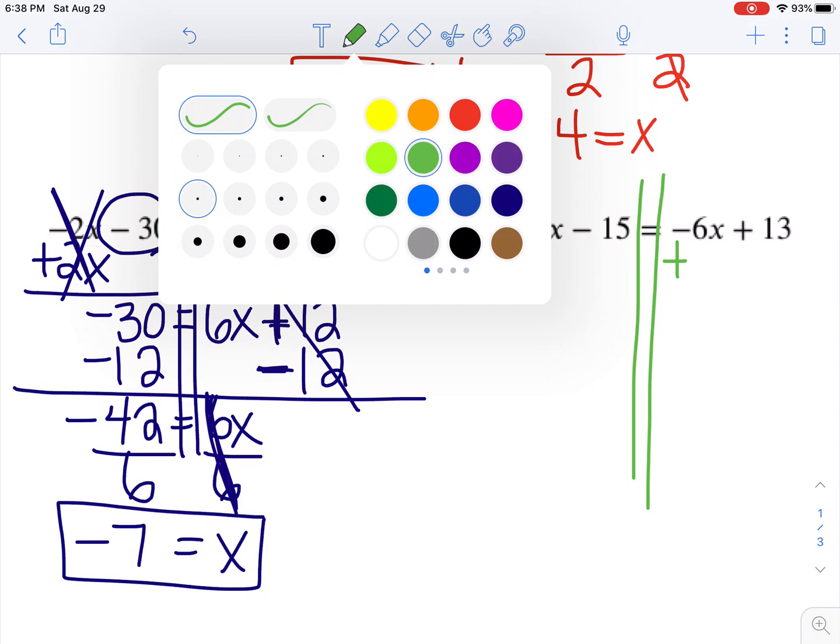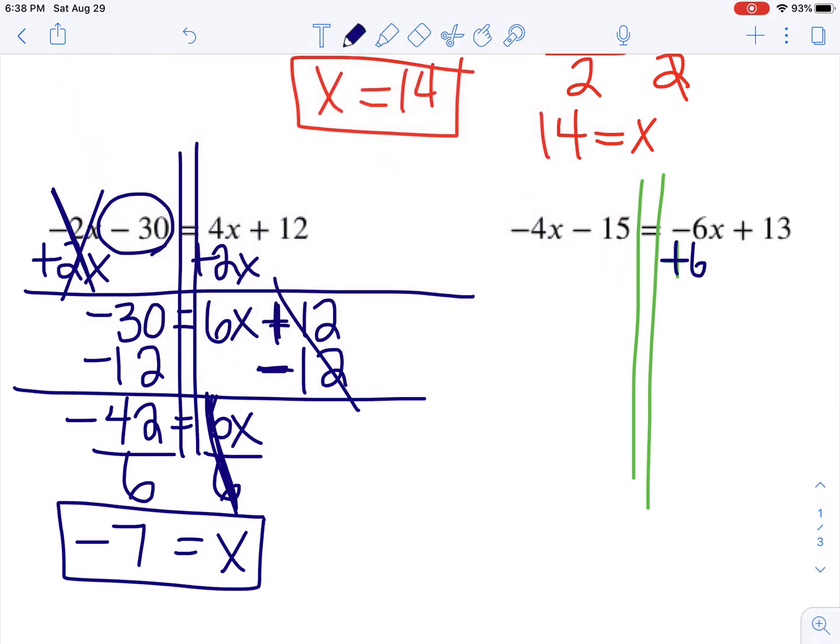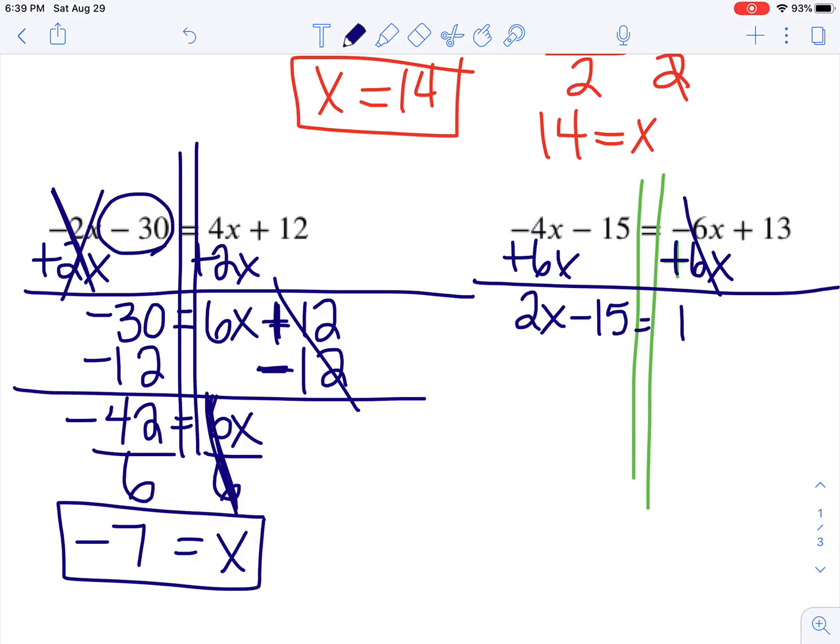And the only reason I'm going to do it that way is because I like to keep my variable positive. So adding the 6x to the negative 4 is going to give me a positive 2x. Negative 4 plus 6 is positive 2. I like to keep my variable positive. So in this case, my variable is going to now be on the left side of the equation. And then I still have minus 15 equals 13.